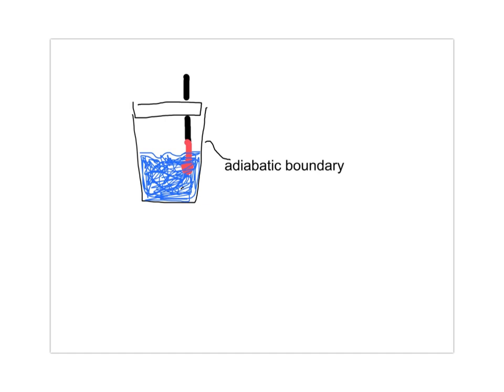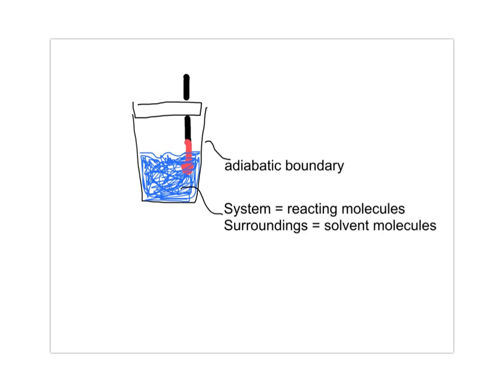The solution inside the coffee cup calorimeter is both the system and the surroundings. In this case, our system is the reacting molecules in the solution, and the surroundings are the solvent molecules in the solution. Notice that there is no boundary between the system and the surroundings, rather the system is dispersed within the surroundings. We typically perform these experiments at constant pressure, so we have a loosely fitting lid, which allows atmospheric pressure to equalize between the outside and the inside of the coffee cup calorimeter.